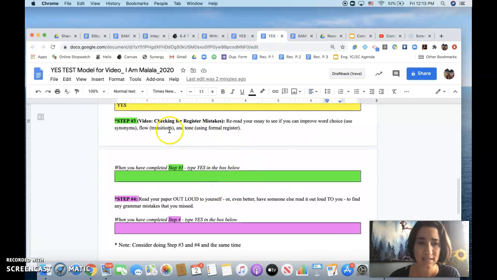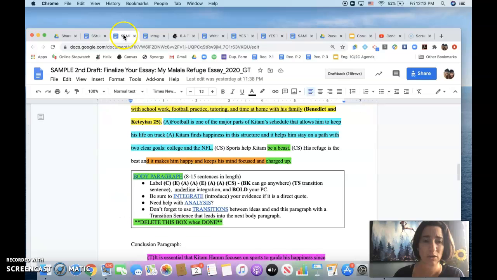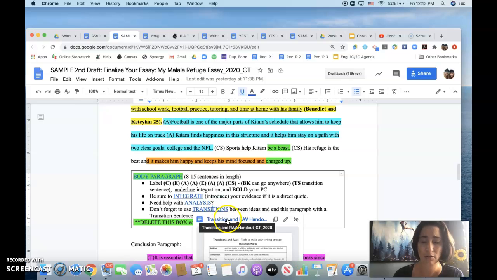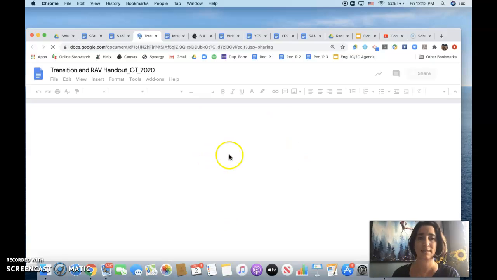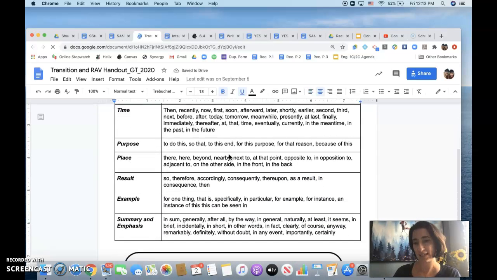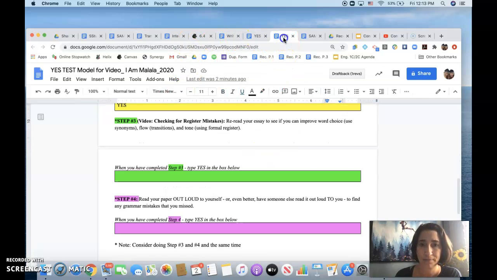And last but not least, using transitions in your work to make some flow. So if you look back at when you had those boxes in here, there was a transition handout. That's also linked to the original module, and you can go and find some transition ideas for going between analysis to your next piece of evidence, or going between paragraphs, and even starting your conclusion. Your conclusion paragraph, you could use a transition to start that paragraph. So using those in your writing is going to help make it even stronger.